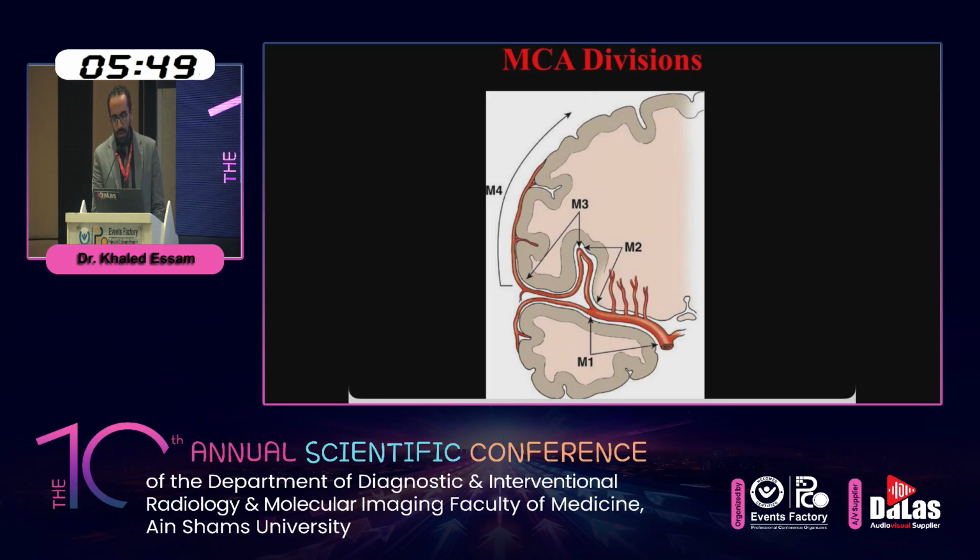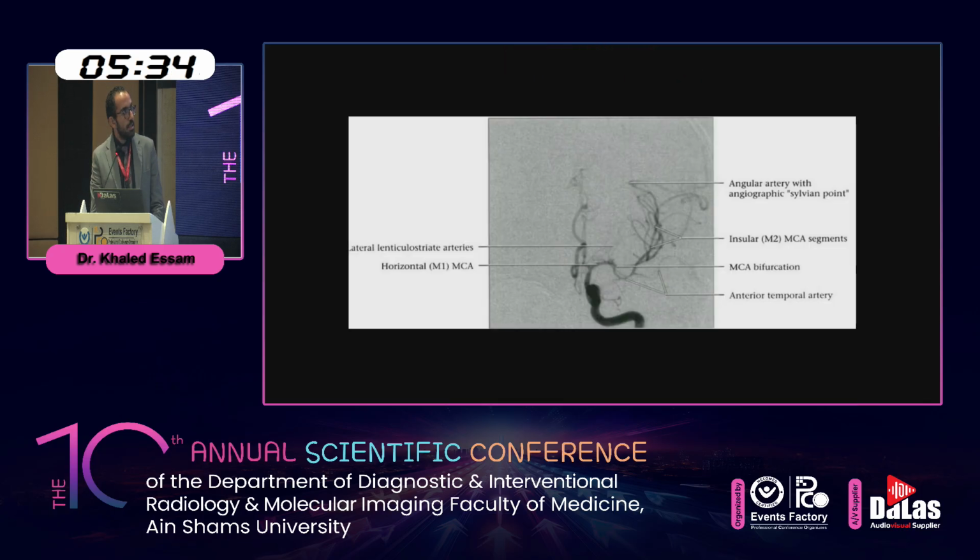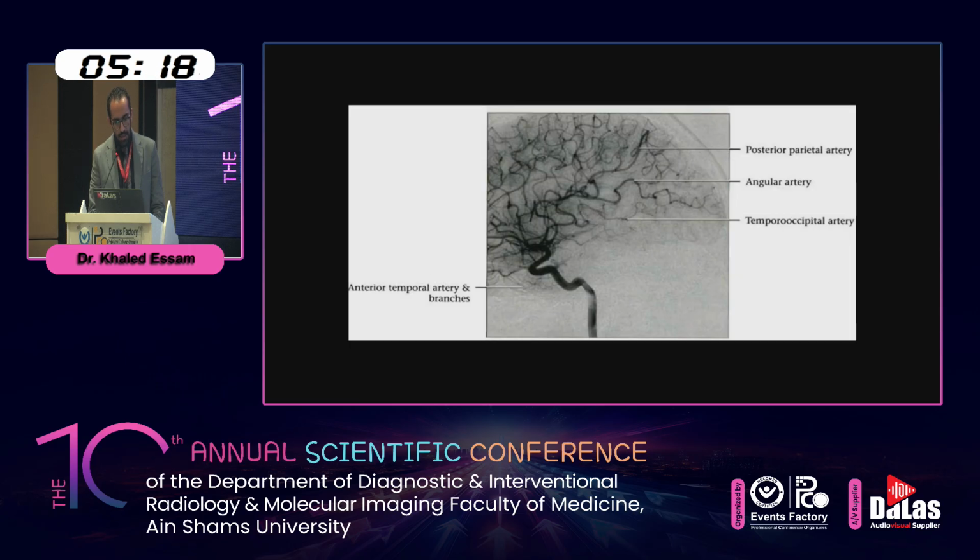The M1 segment ends by bifurcation, then the M2 segment, what we call the insular branch, at the angular point, what we call at angiography the Sylvian point, where the M3 segment starts, and then the M4 segment as cortical branches. In this diagram we can see the angular artery, what we call the Sylvian point. It is most of the time important to identify, so as to cross it very cautiously during angiography to avoid perforation within a cortical branch or contrast extravasation. At lateral projection, we can also identify the angular artery.